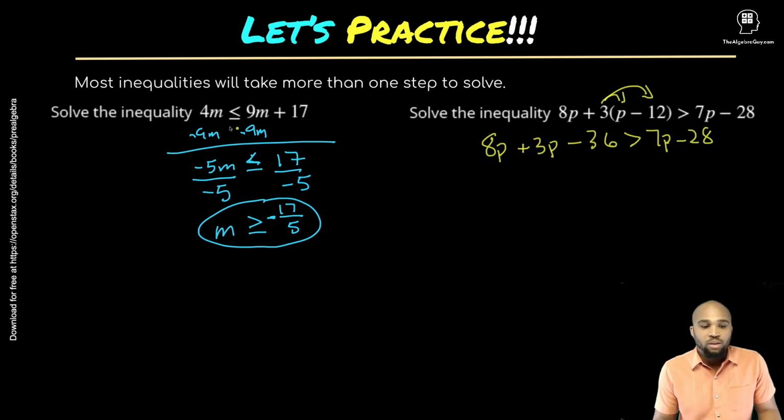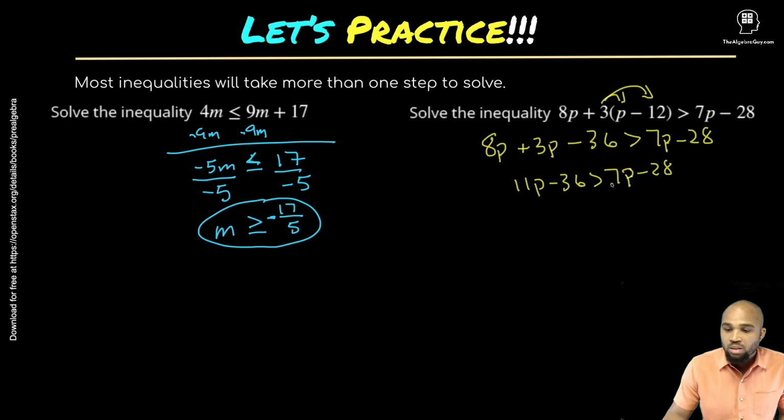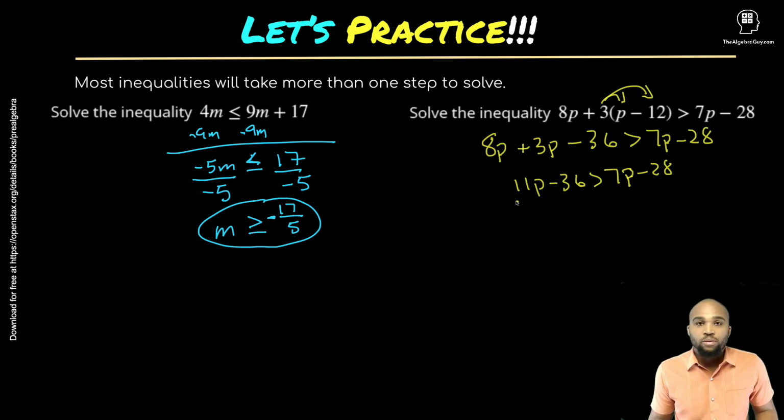And now look, we're back to this basic problem where you don't have any parentheses or distributing. So let's just combine like terms. 8p and 3p gives me 11p, and nothing else changes. I'm going to get my p's on the same side by subtracting 7p. You can subtract 11p, it doesn't matter, as long as you do the same thing on both sides, but I'm going to subtract 7p.